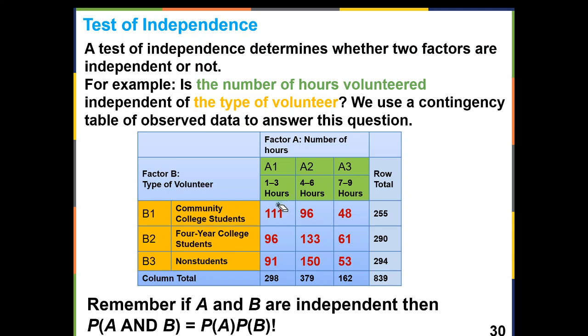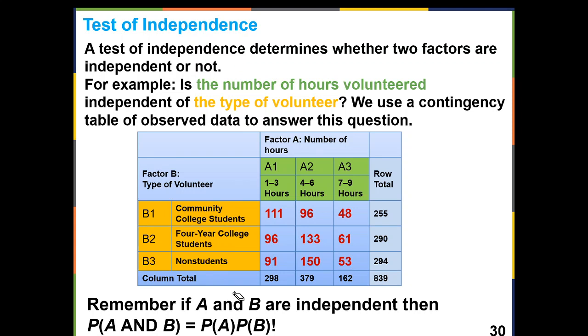The only thing is that the observed values in these problems are always given. So in this case, they took 839 people and looked at the data to see where they come from and how many hours they volunteered. For example, 96 people volunteered for 4 to 6 hours, and they came from community colleges, and so forth. Now, the question is, is this variable independent of this variable? And the answer is from chapter 3.